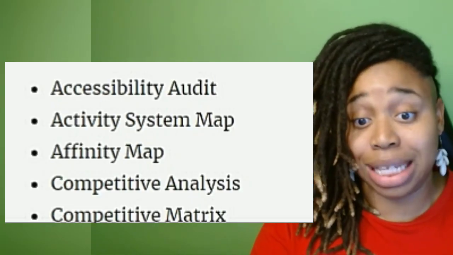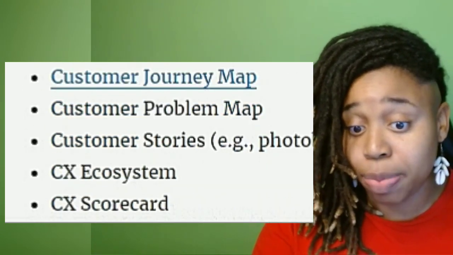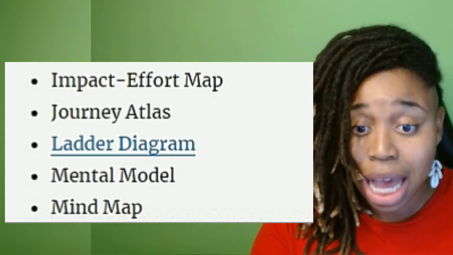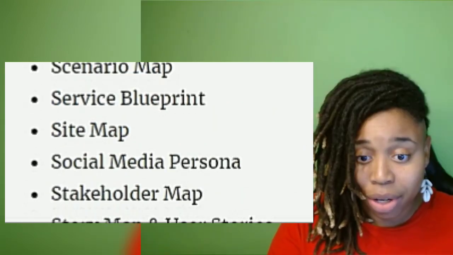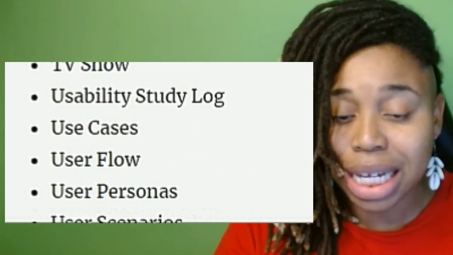Some of the research deliverables that she has that you can include in your workflow are accessibility audit, activity system map, content audit, customer experience ecosystem, customer experience scorecard, design tenant, mind map, scenario map, service blueprint, touch point map, usability study log. So a lot of these I'm very much so familiar with. Some of them I could use a refresher on. So I'll definitely share that with you.